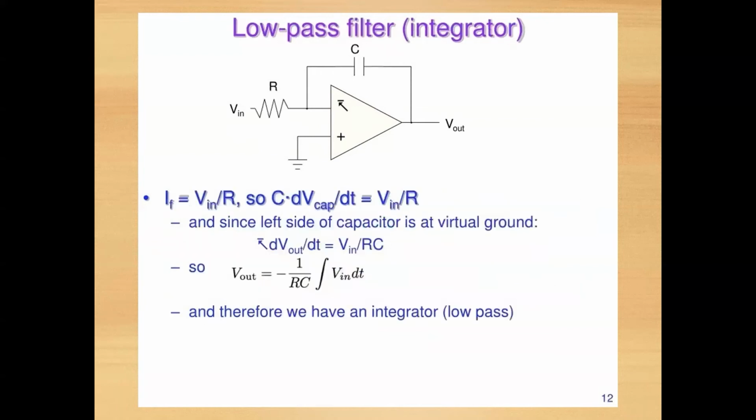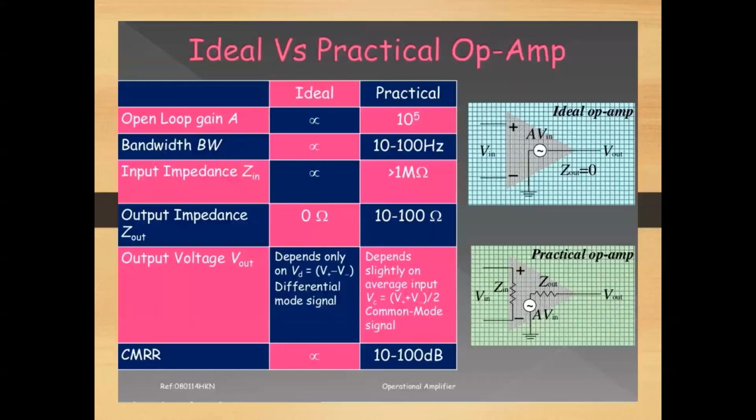Low pass filter, integrator. In this, the circuit diagram is given. IF is equal to Vin by R. So C dV by dt is equal to Vin by R. So the V output comes out to be minus 1 upon RC integral of Vin dt, and therefore we have an integrator, low pass.